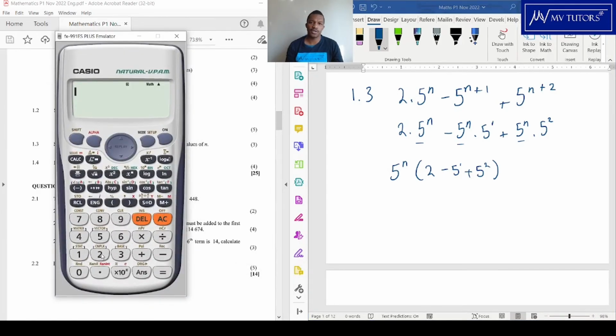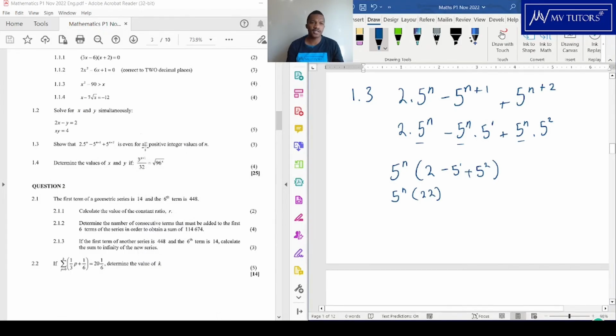And then what I want to do is just put this in a calculator. Okay, I'm just going to go 2 minus 5 plus 5 squared. What does that give us? Oh, 22. Now check this out. You might know or not know, but any number multiplied by an even number is always going to be even. So we go back to the question. What did it show? That it is an even number for all integer values.